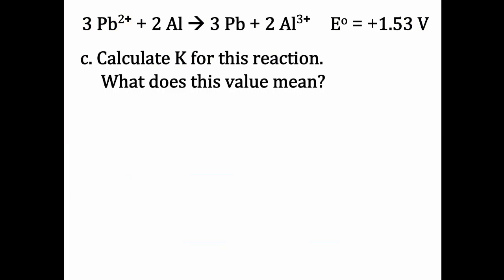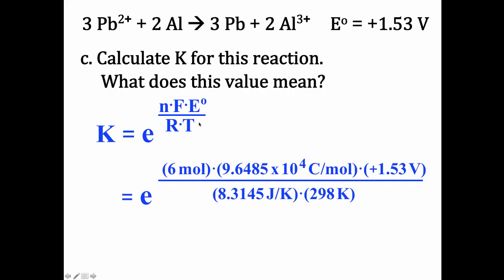Okay, back to this question now. Same reaction, but now let's calculate K for this reaction and see what that value means. And we have a new equation now to calculate K. It's e to the nFE0 over RT. And these are all values that we've seen before. So 6 moles for n, the Faraday constant, same as before, and 1.53 volts for the E0.